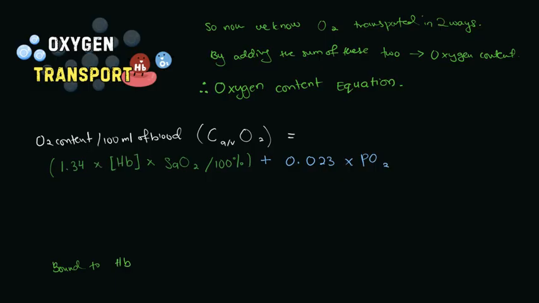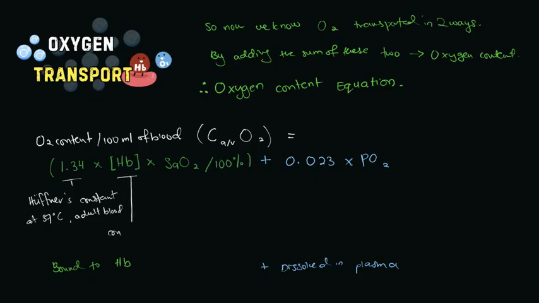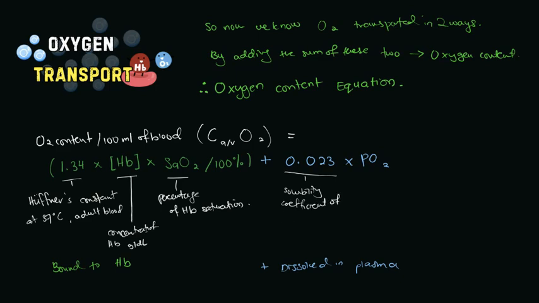I'm just going to re-emphasize here again. The green portion of the equation shows how much oxygen is bound to hemoglobin, and the portion in blue shows the content of oxygen dissolved in plasma. Recall 1.34 is Hüfner's constant, true at 37 degrees for adult blood. This is the concentration of hemoglobin, and this is the percentage of saturation of hemoglobin. 0.023 here is the solubility coefficient of oxygen in water, and PO₂ is the blood oxygen tension measured in kilopascals.